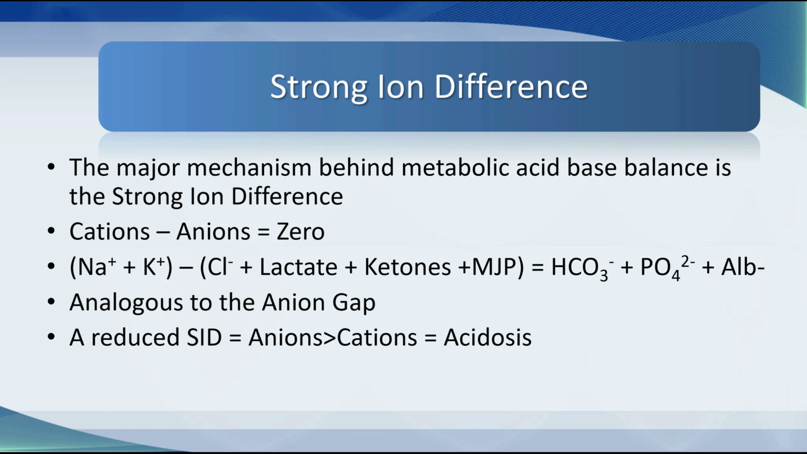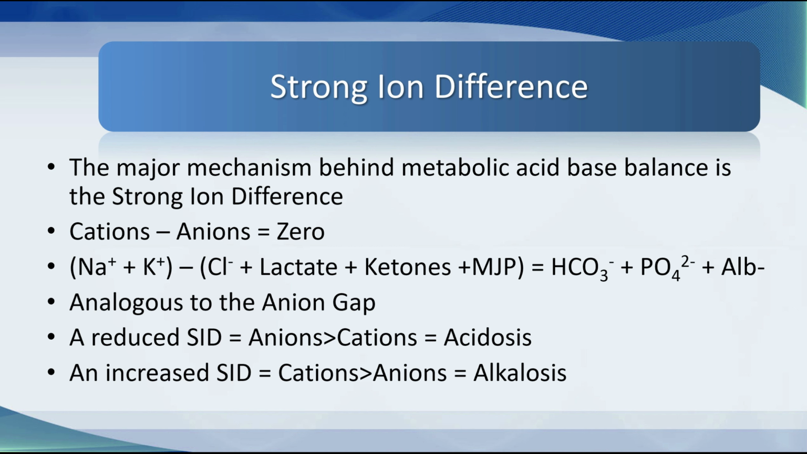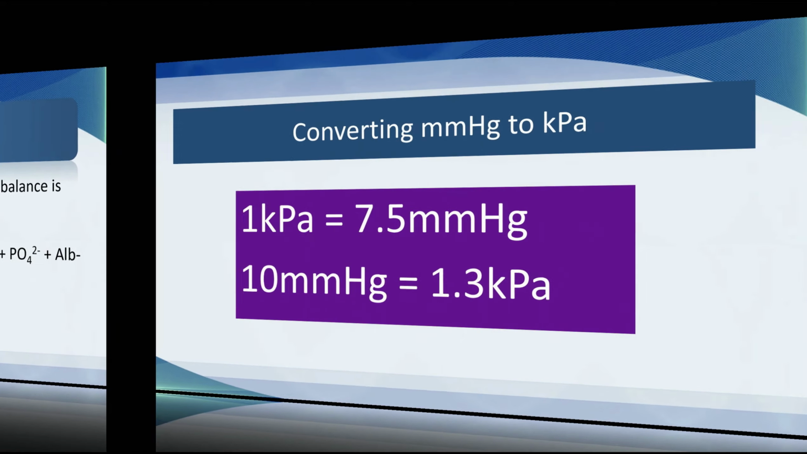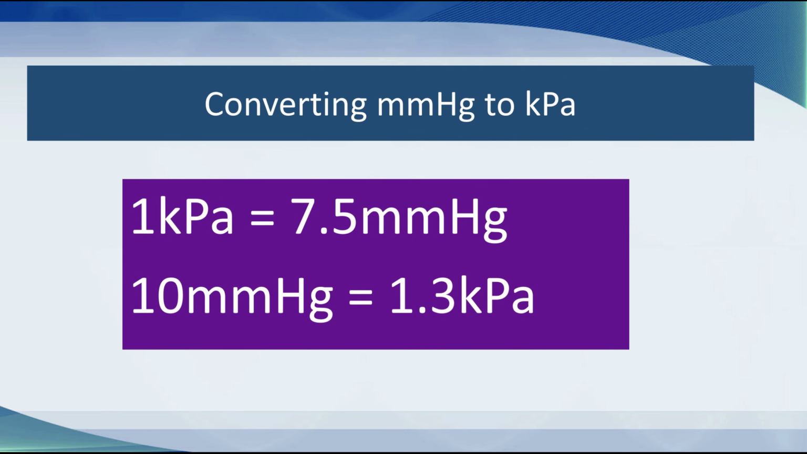If the strong ion difference is reduced, there are more anions present than cations, and that leads to acidosis. If there is an increase in the strong ion difference, there are more cations present than anions, and that results in alkalosis. Finally, in this introduction, if you're converting from millimeters of mercury to kilopascals, remember this. 1 kilopascal equals 7.5 millimeters of mercury. 10 millimeters of mercury equals 1.3 recurring kilopascals.